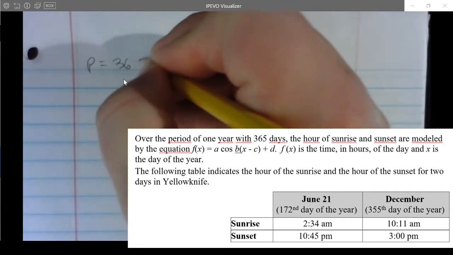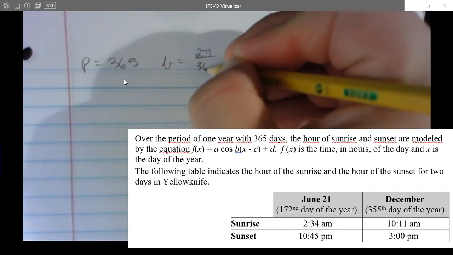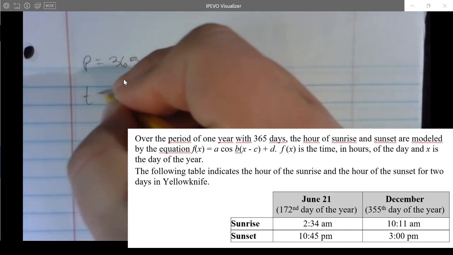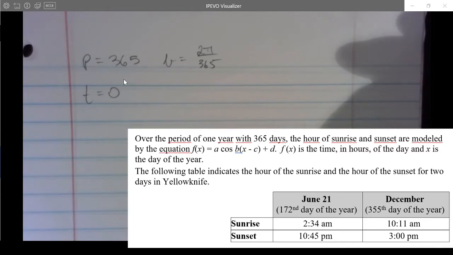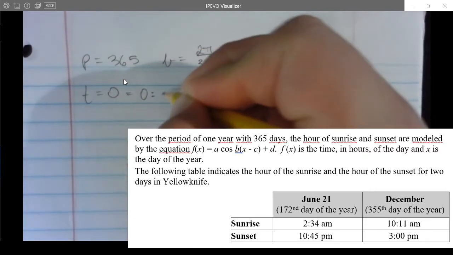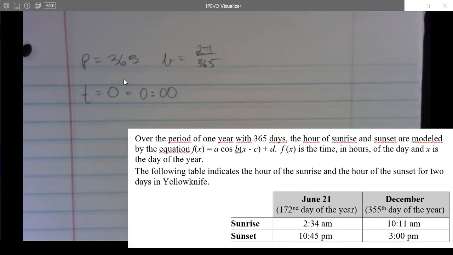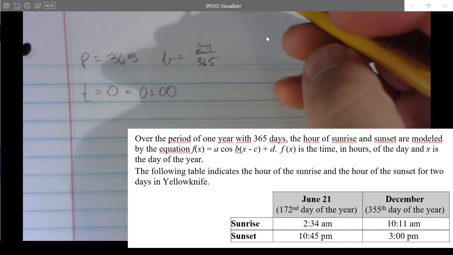The period is 365 days, right? And so that means B is equal to 2 pi divided by 365. Then, the sunrise is 2:34 a.m. So we're going to have to make an assumption here. We're going to say that time 0 is the starting point of the grid in my graph. And of course, time 0 is actually midnight, or 00:00 a.m. We're going to have to switch to military time because we have to deal with the whole AM PM thing.